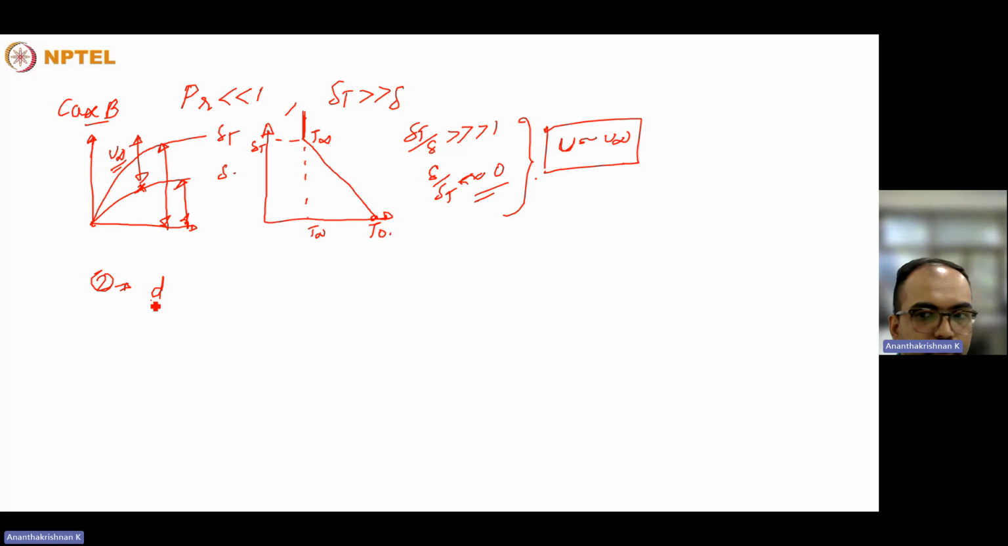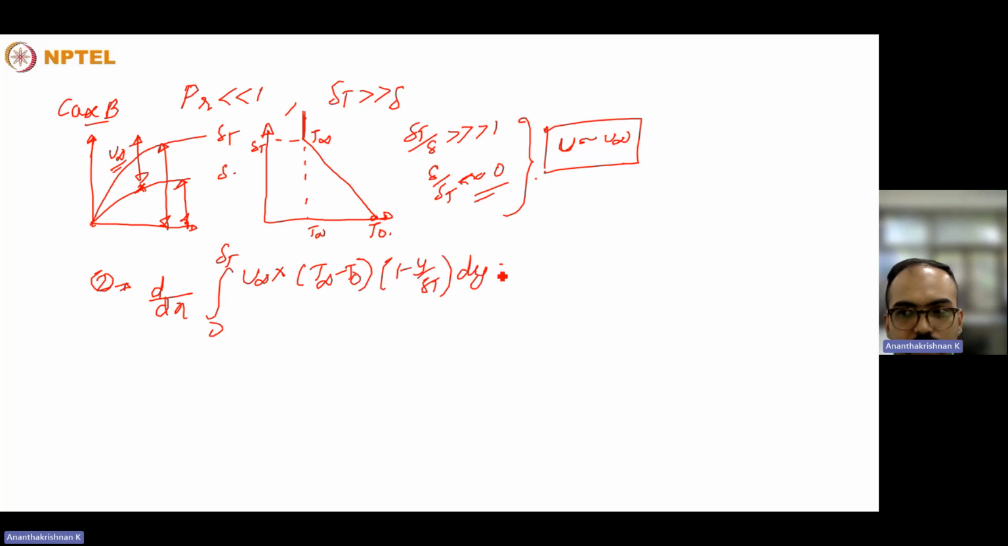will be equal to d by dx. In the previous case of Prandtl number greater than 1, we had to scale the velocity till the hydrodynamic boundary layer thickness. But here, since the thermal boundary layer thickness is high, we only have to take the value of u infinity. You need not take the linear profile in this particular case. So u will be equal to u infinity, and then the temperature profile T infinity minus T0 into 1 minus y by delta T, d by dy. So that will be equal to alpha into T infinity minus T0, just like the previous case, divided by delta T.